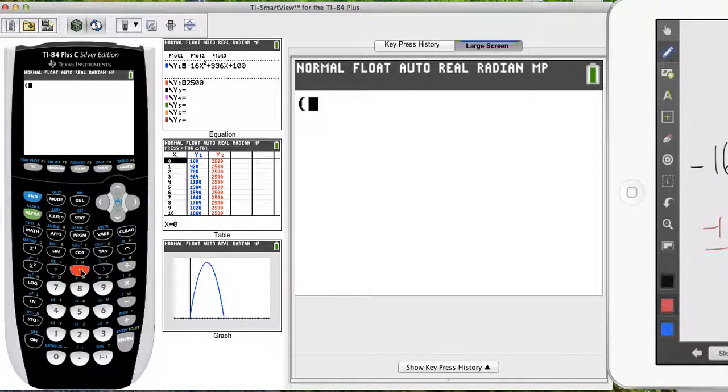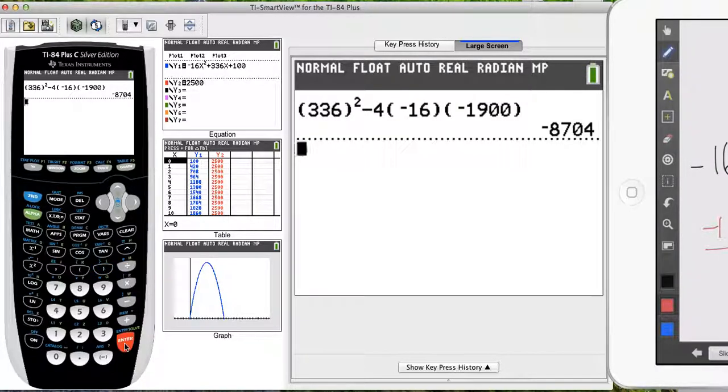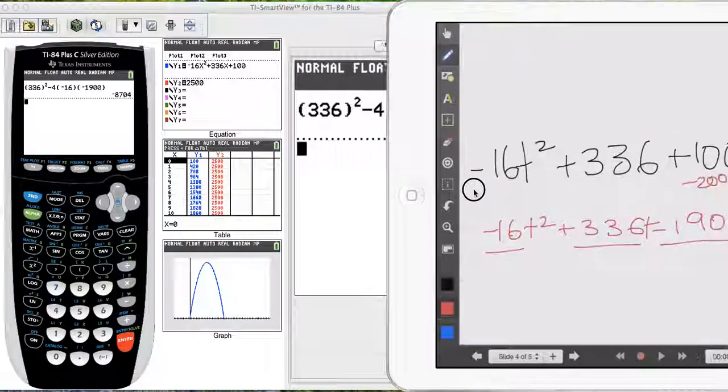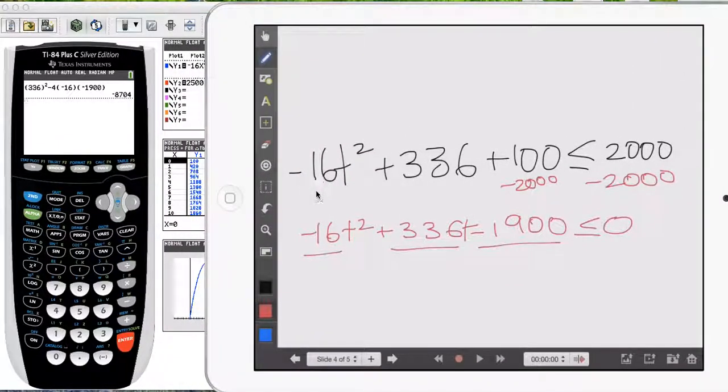Now the B is going to be the same, it's 336 to the power 2 minus 4 times A, which is negative 16, and then multiplied by C, which in this case is now negative 1900. So let's see, is it going to pass? I got a negative number, negative 8,704. The number itself does not matter, but what does the negative mean?